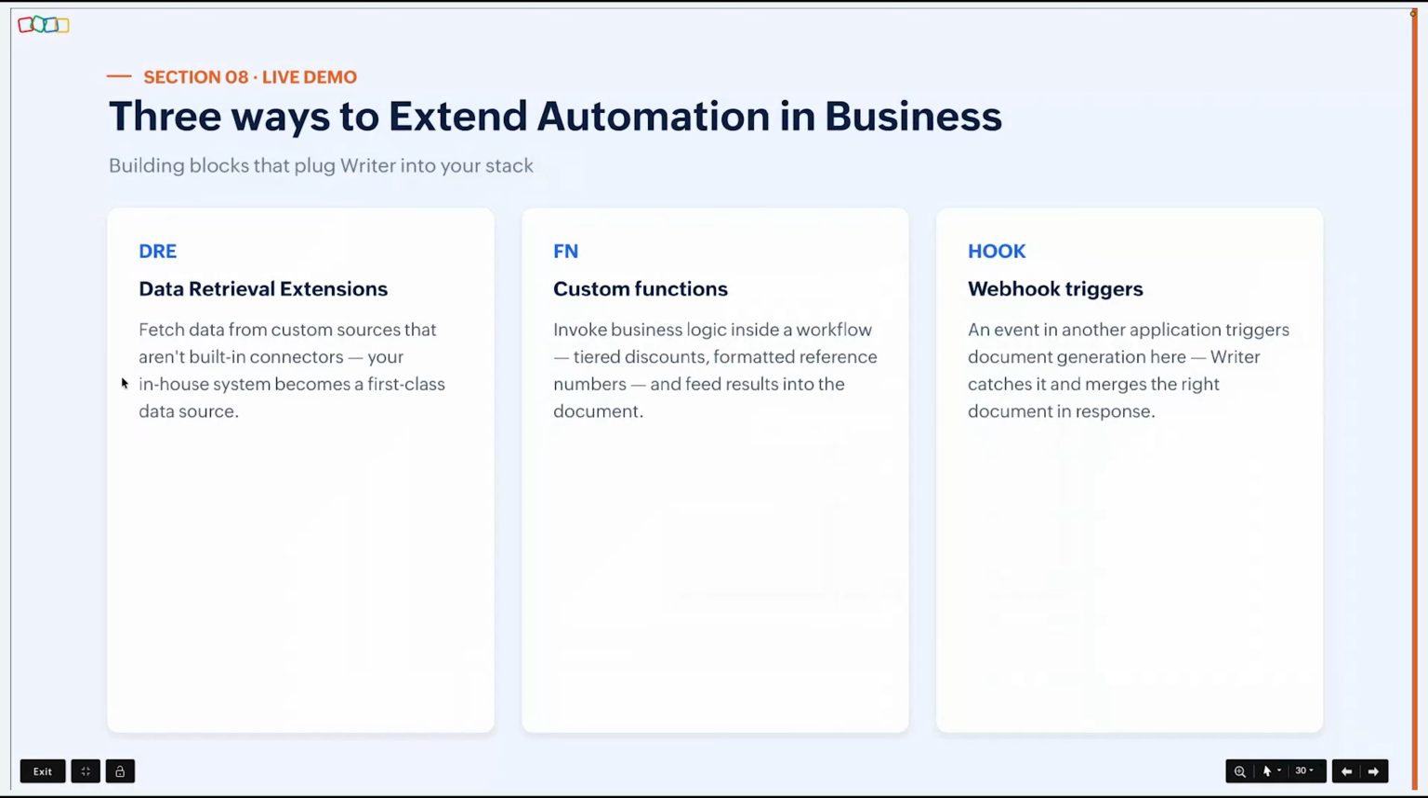So Writer is a strong automation layer that plugs into everything else, and as your processes evolve, you can strengthen both sides, sometimes adding more conditions in templates, sometimes expanding what your extensions and webhooks do.